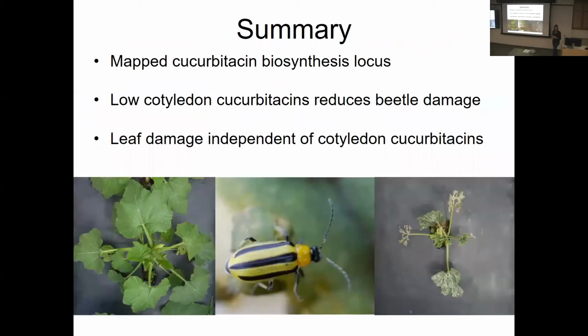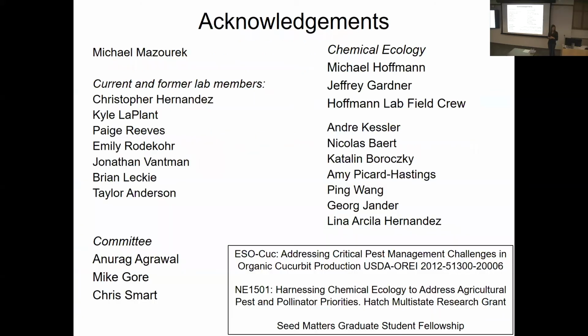So in summary, we've mapped a cucurbitacin biosynthesis loci in Cucurbita pepo and showed that low cotyledon cucurbitacins reduces beetle damage in cotyledons, but leaf damage is independent of that. And with that, I would like to thank my lab and committee, a lot of people in the chemical ecology area, and all of my funding. Right, thank you.